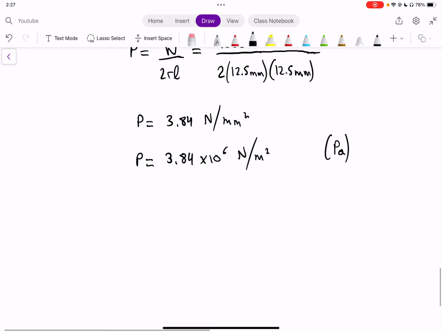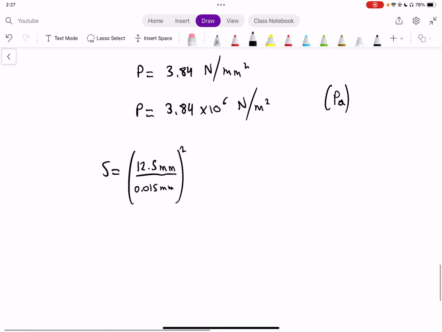So we can start plugging in for our Sommerfeld number. So our Sommerfeld number is R over C squared. So we have 12.5 over 0.015, and I'm going to put here millimeters and millimeters. And since they're both in millimeters, they are going to cancel, which is what we want. Our Sommerfeld number is a unitless number. So as long as we get a unitless number at the end, we're good to go. If we don't have a unitless number, we need to modify something. Okay, so millimeters over millimeters works. If you had meters over millimeters, it would be a problem. But in this case, we're good to go.